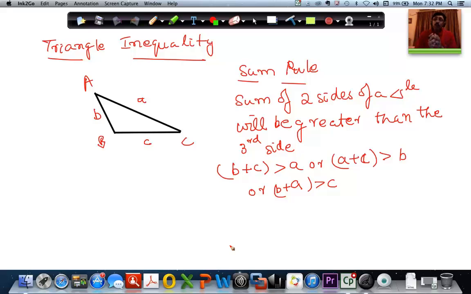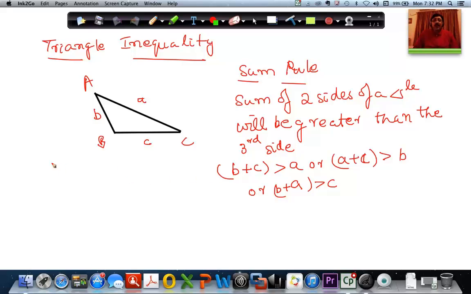And what I want you to do is draw a random triangle yourself. You know how to draw a random triangle, right? I just draw a line, then from the two ends of the line I use the compass and draw an arc, and when the arcs intersect I get a vertex. I join the endpoints to that vertex and I get a triangle. Any random triangle you draw, you can see that this rule will be correct. I'm sure you're going to prove this later on, based on certain other laws that you're going to learn.